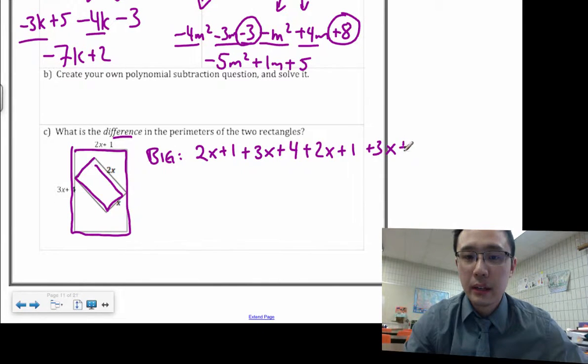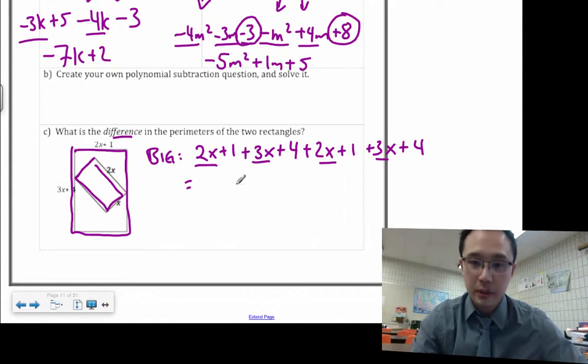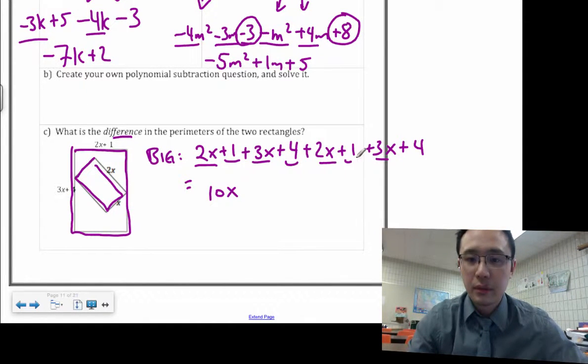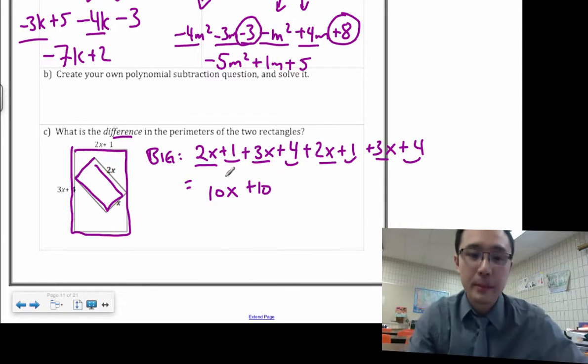So we're going to look at it like this, combine all the like terms. So that's 1, 2, 3, 4 like terms. So that's 10x. And then this one is 1, 2, 3, 4 plus 10. So that's the perimeter for the big rectangle.